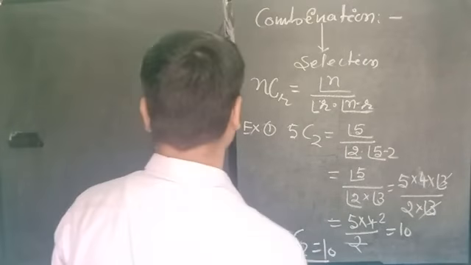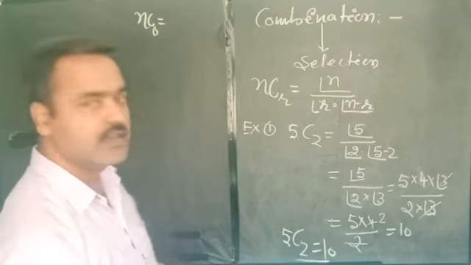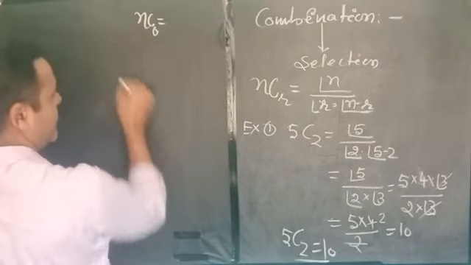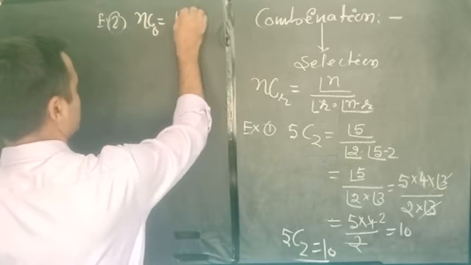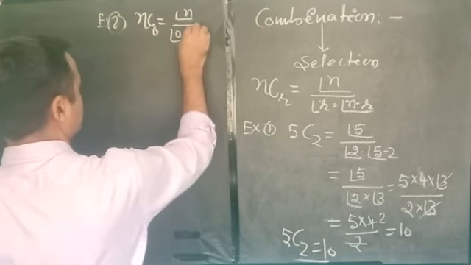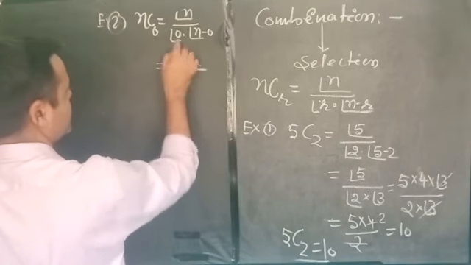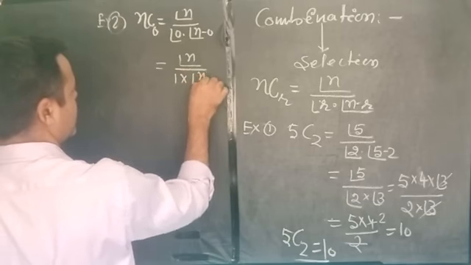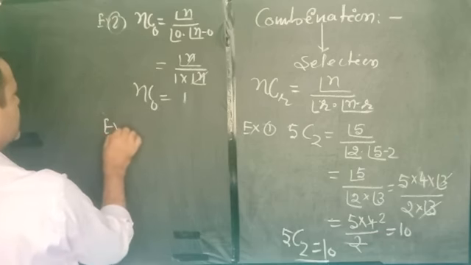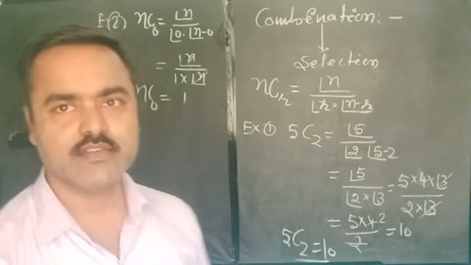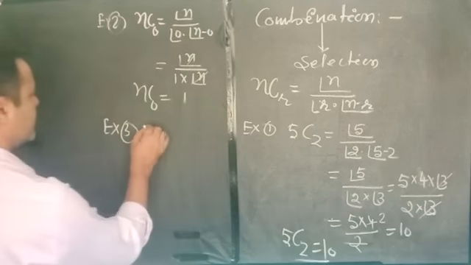Now, see nC0. What is the value of nC0? If you are taking nC0, then this is equal to factorial n upon factorial 0 into factorial n minus 0. And you know factorial 0 is 1, so this is factorial n upon 1 into factorial n, which cancels out. This is 1, so nC0 equals 1. I hope you are clear about this. nC0 is 1.